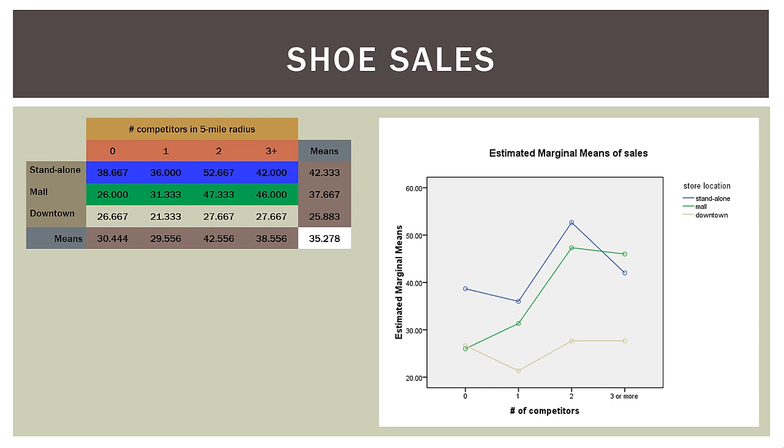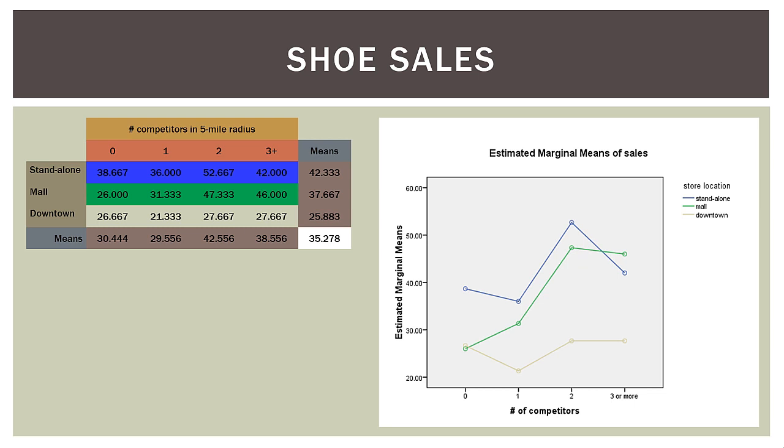And of course the green row is the mall. So in the table we have 26, 31, 47, 46. And if we look at the row over here on the right in the graph, the green line follows those numbers exactly. Then we have the downtown line. So 26, 21, 27, 27. So this sort of light brown line along the bottom in our marginal means follows those numbers.